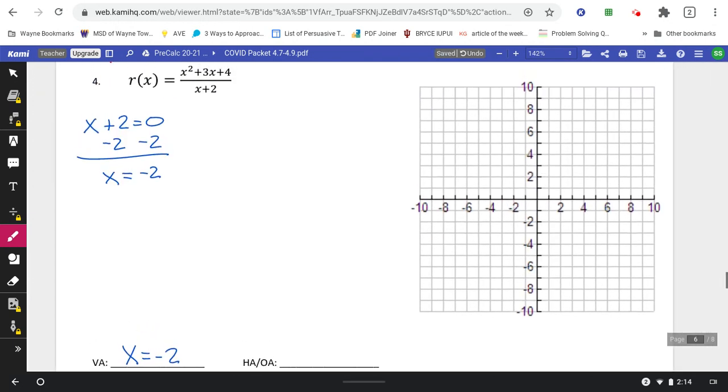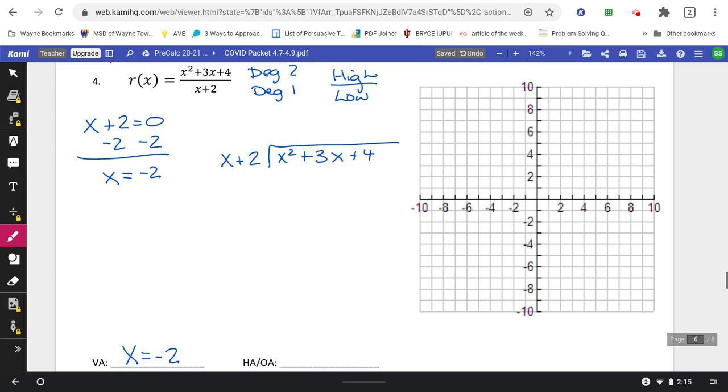For our horizontal or oblique asymptote, reference your 4.8 notes. This is again a degree 2 over a degree 1. When we talk about degrees, we're talking about the exponents, which means this is a high over low, which means we have to do long division. And notice nothing got skipped over here, so I don't have to insert a 0 for anything.